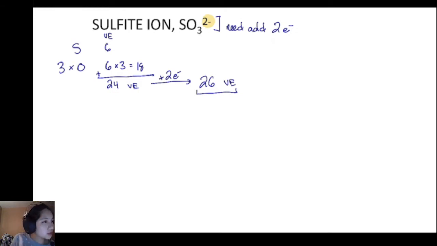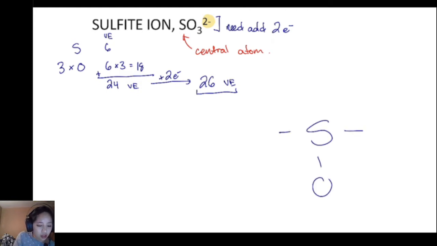Again, step 3, determine the skeletal structure, which means we have to figure out what our central atom is. Remember, the central atom is usually the first atom in the formula. In this case, sulfur is our central atom. We're going to start with sulfur in the middle, and then put some oxygens around it to make our skeleton structure, all with single bonds. I have drawn 6 electrons so far because there are 2 electrons in every bond.